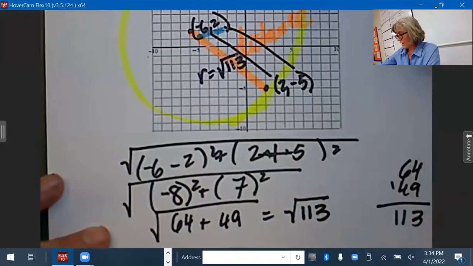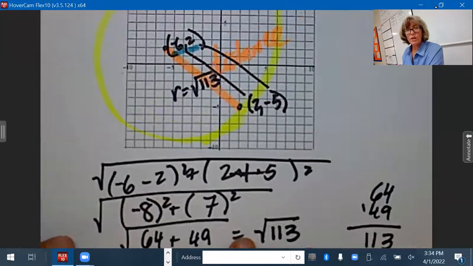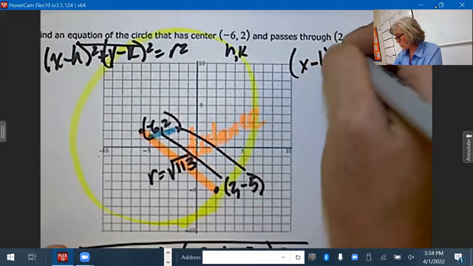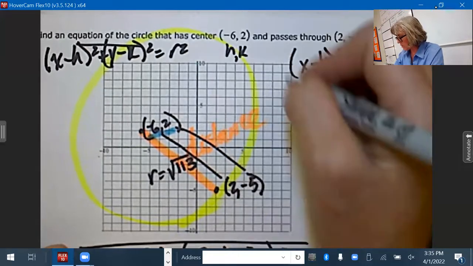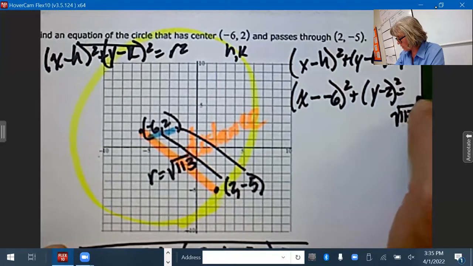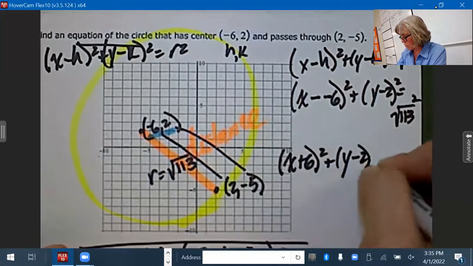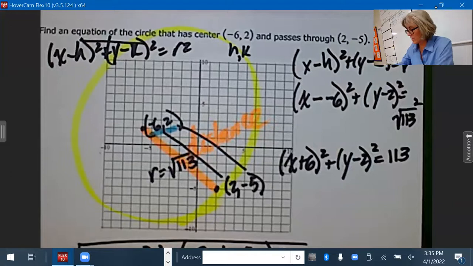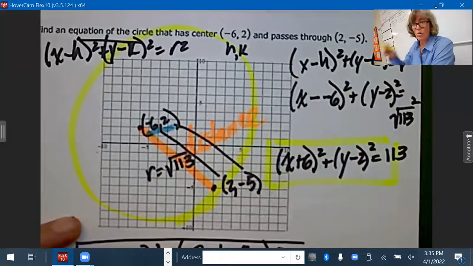What does that look like in the equation? So I come over here and I have x minus h squared, y minus k squared equals radius squared. That's going to be x minus negative 6 squared, y minus 2 squared equals root 113 squared. Final version is x plus 6 squared, y minus 2 squared. Root 113 squared is simply 113. That is the equation of this circle with that center and a point on the circle.